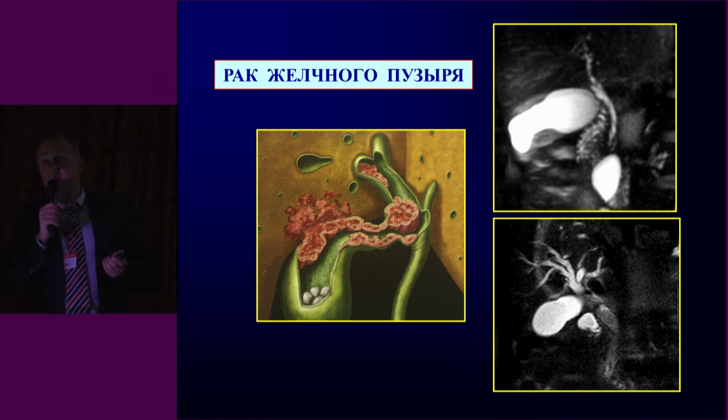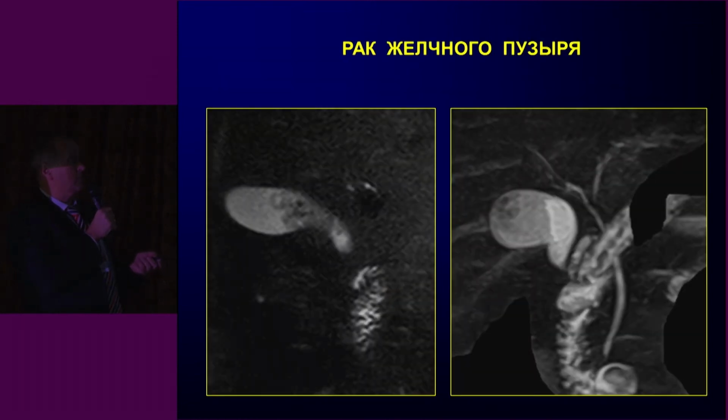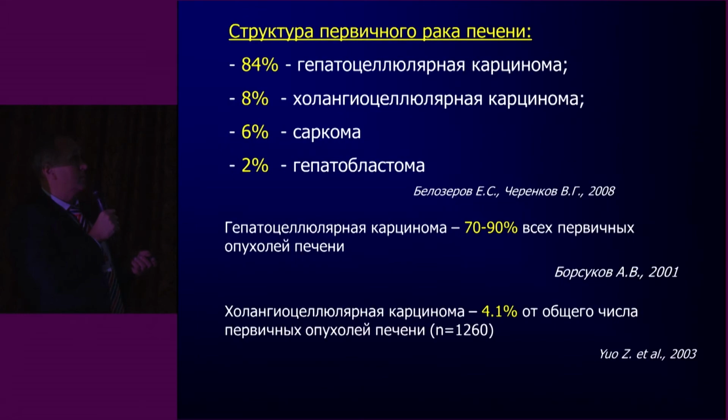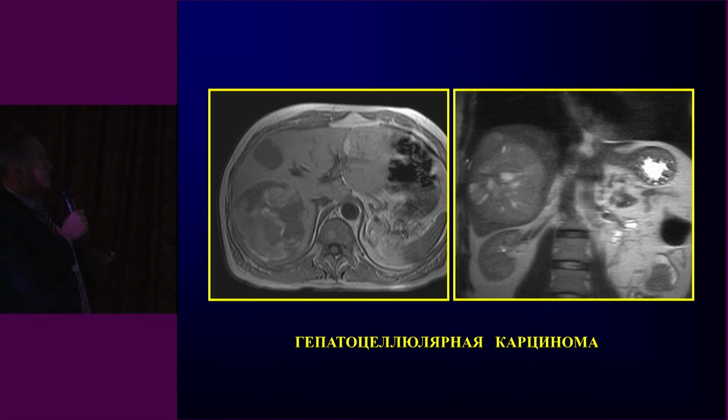And of course, we shouldn't forget about gallbladder cancer. It's not very rare. It's 6% of all GI tumors. It has very clear clinical signs, and it's easy to suspect when doing ultrasound. But still, there could be some questions. If the tumor has spread to the adjacent tissues, what is the relation to the bile ducts? And MRI provides lots of information.